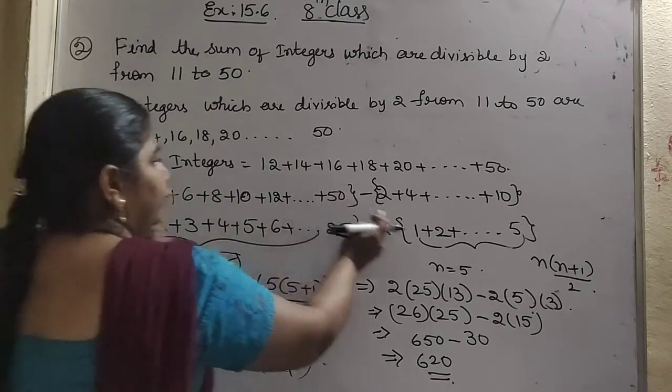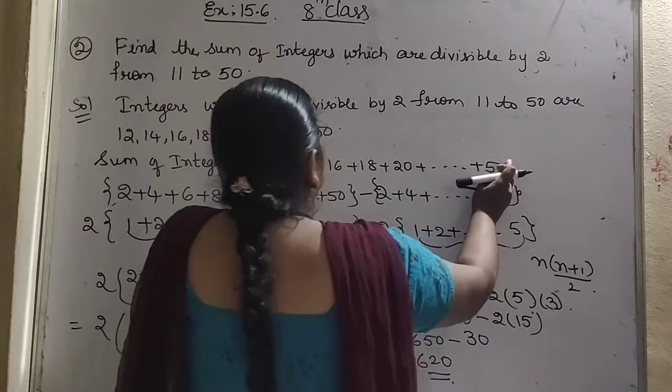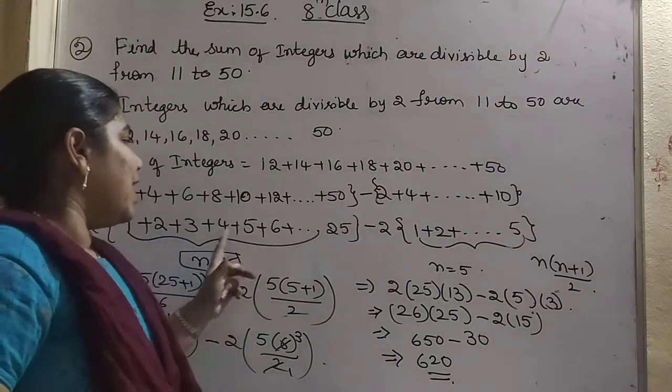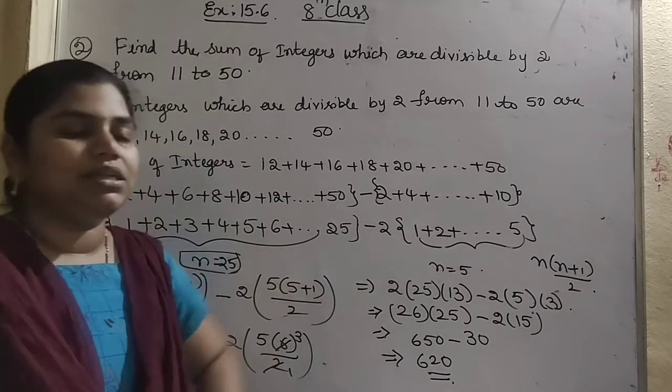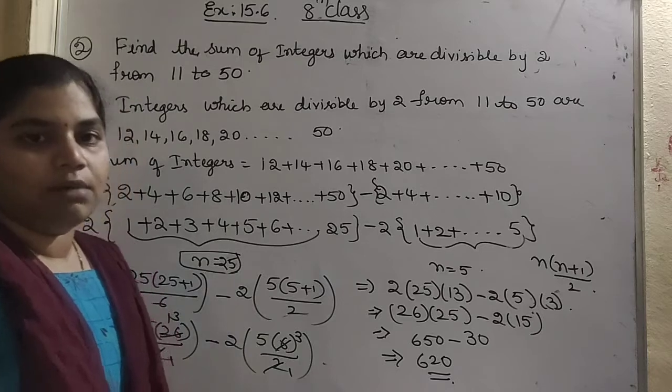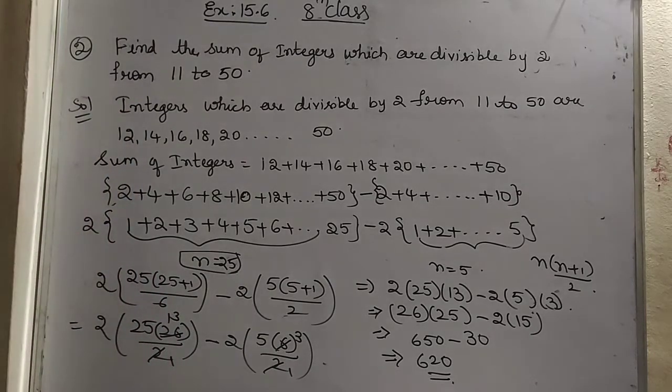So from this set, if you remove this set, the remaining set will be this part only. So this part I have written in this case and then I have applied the formula, that is n into n plus 1 by 2, the sum of n natural numbers formula. So this is our second question.